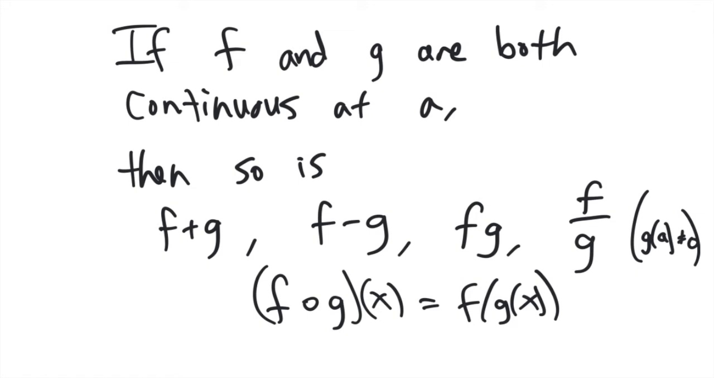So just some properties as we start to look at some different examples about how to be able to tell where a function, even a more complicated function, is continuous and where it is discontinuous.